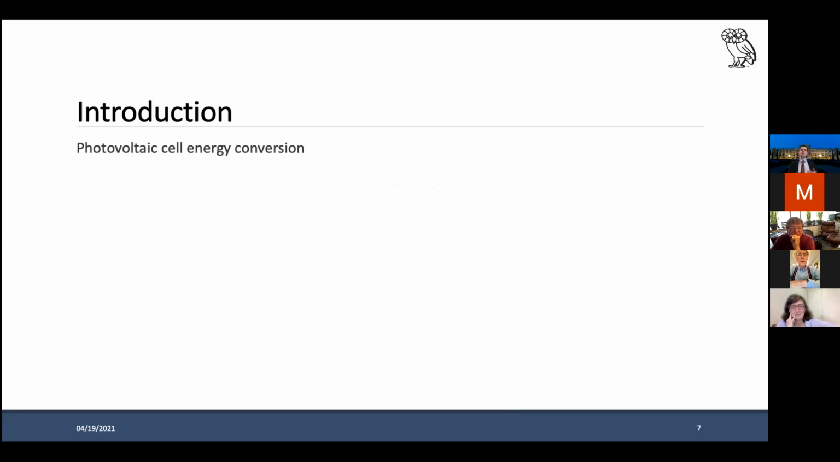Before we delve into the research related to spectral splitting CPVT systems, there are 2 concepts that need to be explained to understand the basis of my work. The first one is how solar cells generate electricity.